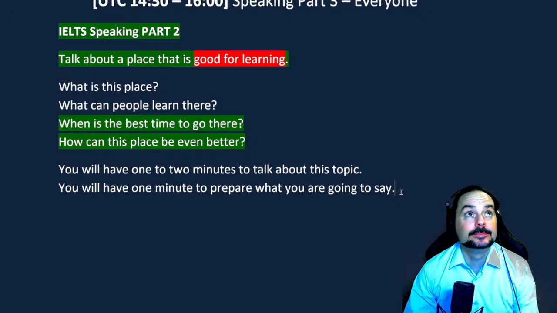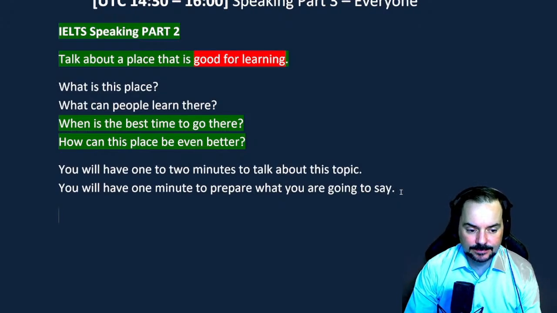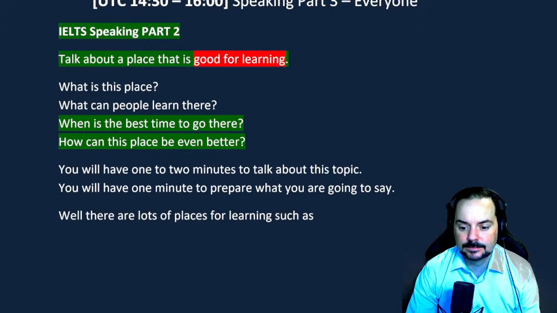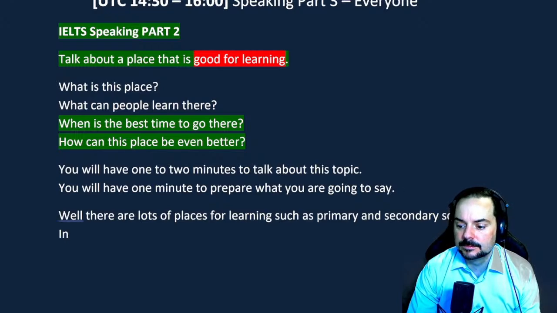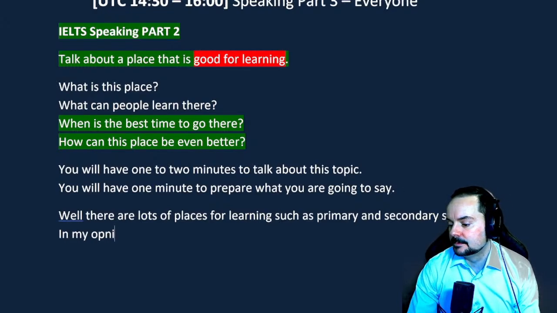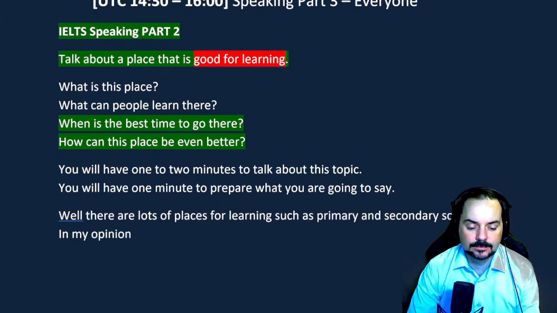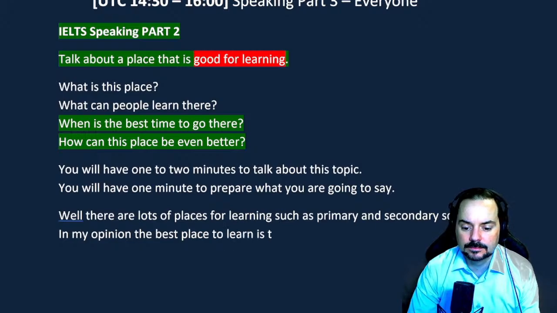Well, there are lots of places for learning, such as primary and secondary schools, universities, cultural library and museum. In my opinion, library is the best place to learn because of the peaceful environment. There is a library, Future-Born Library, which is 2 blocks away from my home. I used to be a member of that library for the last 2 months.